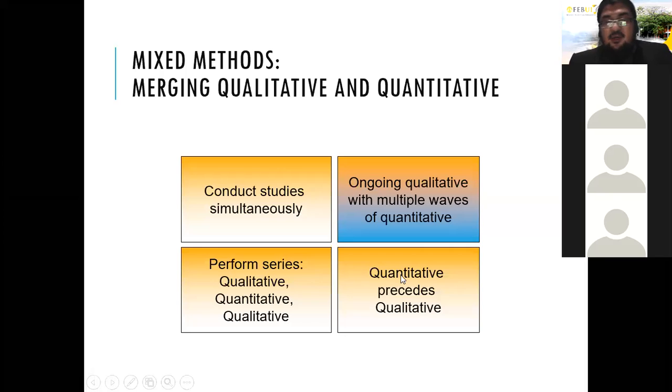The third one is quantitative preceding qualitative. We do the quantitative study first, and then we collect the data. We analyze the data, we've got the statistics, and then we develop a qualitative study to interpret the result from the quantitative. So in this case, the qualitative is done to interpret the result of the quantitative.